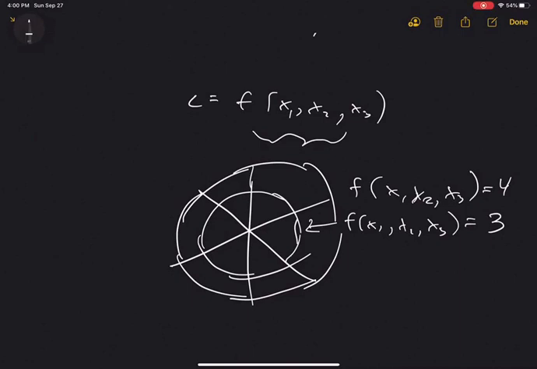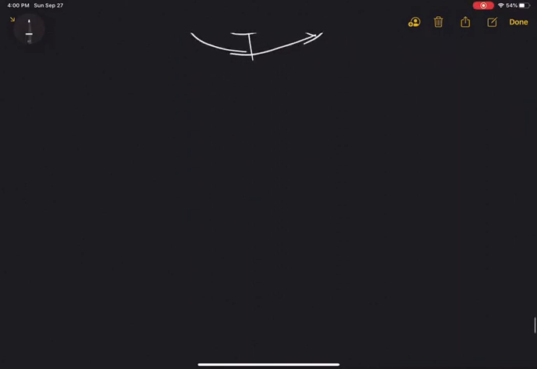Okay, so maybe that sounds confusing. I think the book gives a good example with temperature, right? So let's say you have a 3-dimensional room.